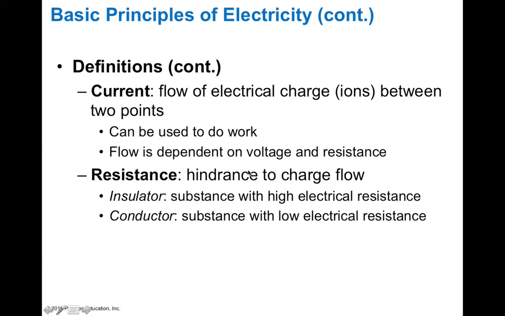So flow is dependent on both voltage and resistance, which is basically the hindrance to charge flow. Now, insulators are substances with high electrical resistance. An example of an insulator would be the myelin sheath around your axons. It functions as a good insulator because it has high electrical resistance and therefore doesn't allow for flow across that membrane. And therefore, those ions inside the axons can only flow in a very particular direction.